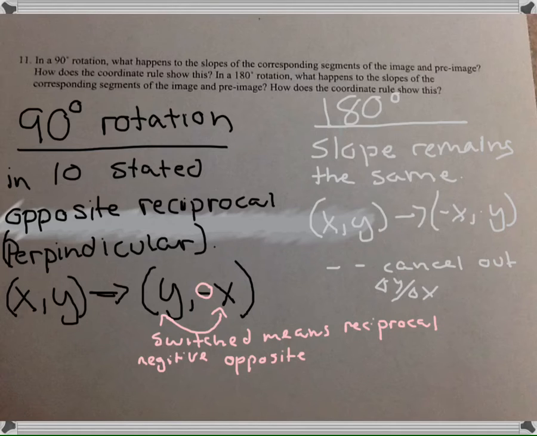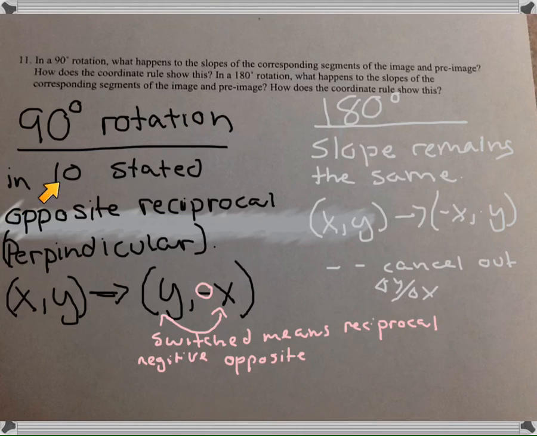11 asks, in a 90-degree rotation, what happens to the slopes of the corresponding segments of the image and pre-image? How does the coordinate rule show this? In a 180-degree rotation, what happens to the slope of the corresponding segments of the image and pre-image? How does the coordinate rule show this? So over here we have the 90-degree rotation.